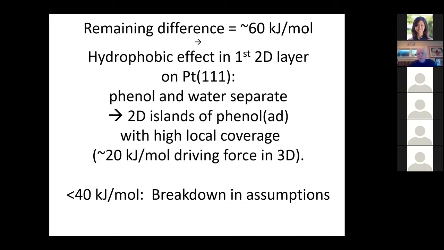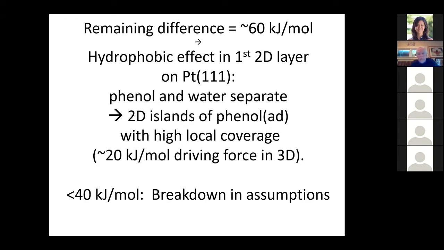Which is the hydrophobic effect. If you put water and phenol together in 3 dimensions, they separate. They don't want to be together. And I think the same thing happens in a two-dimensional layer on the surface. If you mixed water and phenol on the surface of platinum, the phenols would separate to one area and the waters would separate to another area, because you don't want to break up the strong water-water hydrogen bonding there.